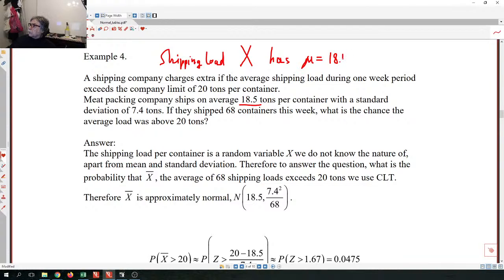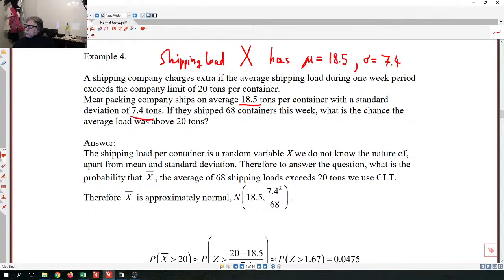So that's kind of close to 20 tons, because of course they want to use the capacity. They don't want to ship half-empty containers. It also has a standard deviation, which turns out to be 7.4 tons. This is the standard deviation of a single shipping load, a single container. So there is a pretty big variation, as you could expect. Sometimes you have a lot, sometimes a little less.